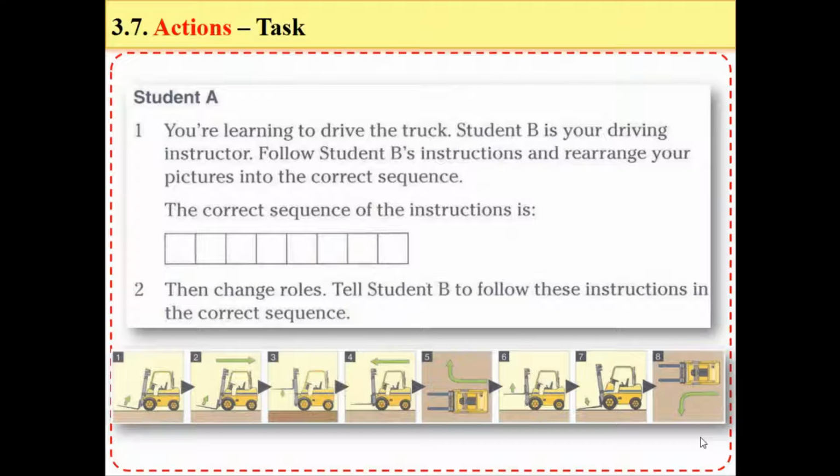And keep moving to Student B. Student B, you are learning to drive the truck. Student A is your driving instructor. Follow Student A's instructions and rearrange your pictures into the correct sequence. The correct sequence of the instructions is 4, 8, 6, 3, 5, 1, 2, 7. Then change roles. Tell Student A to follow the instructions in the correct sequence.